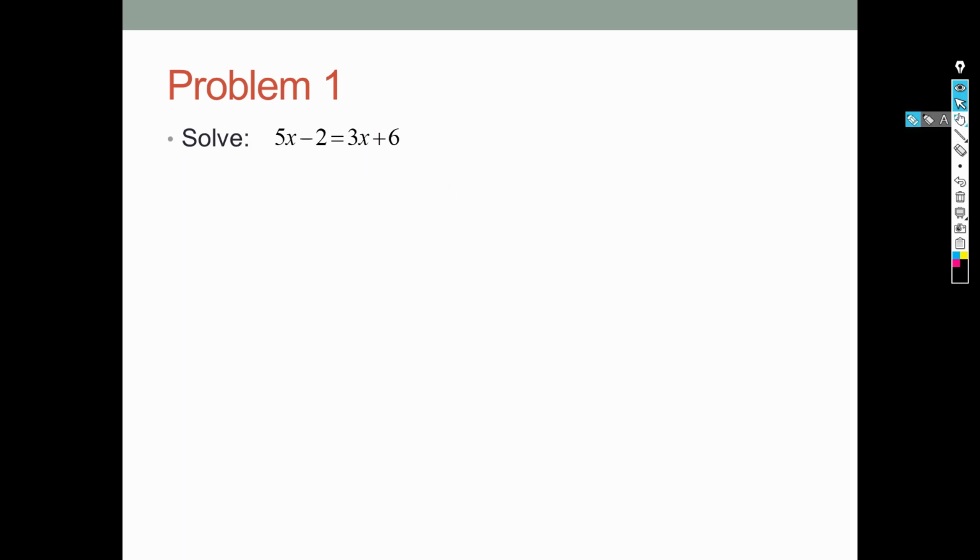So we want to isolate the variable. We can subtract 3x from both sides here. This gives us 2x. So subtract 2x from both sides, 3x from both sides, I should say. So 3x from 3x cancels to 0. 5x minus 3x is 2x. And then we're going to add 2 to both sides. Add 2 here, cancels this one. Add 2 over here, gives me 8.